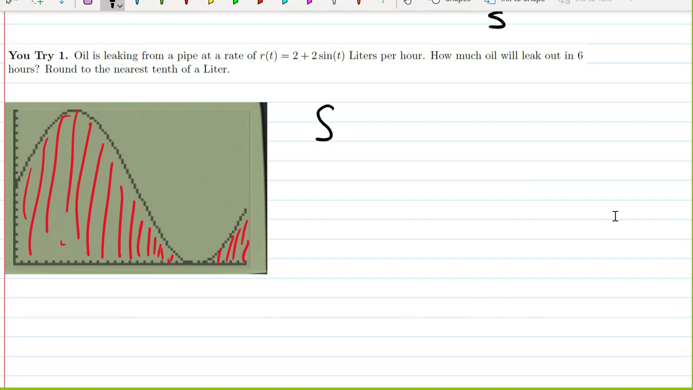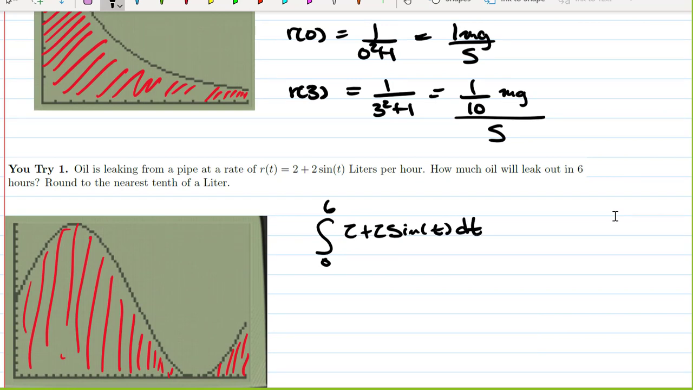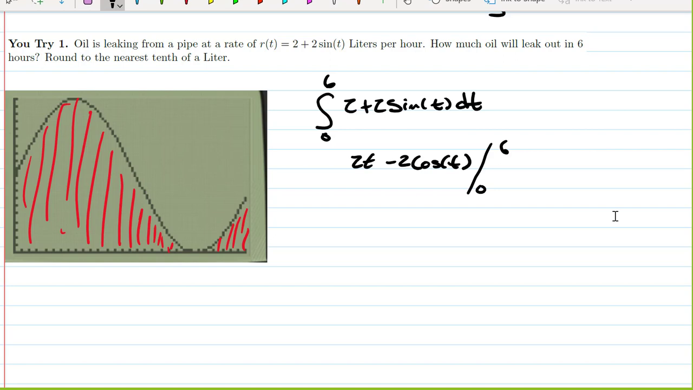So then we would have to do the integral from 0 to 6 of our rate, which is 2 plus 2 sine t dt. So we take our antiderivative, and the antiderivative of 2 is 2t. The antiderivative of sine is negative cosine, so we get negative 2 cosine t, and then we evaluate that from 0 to 6, and that's going to give us 2 times 6 minus 2 times the cosine of 6 minus 2 times 0 minus 2 times the cosine of 0.